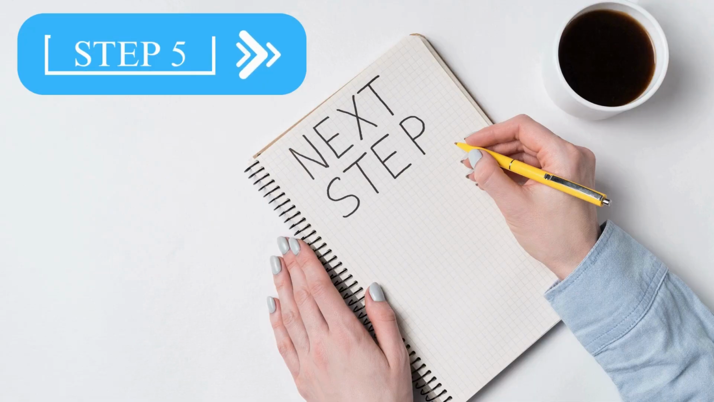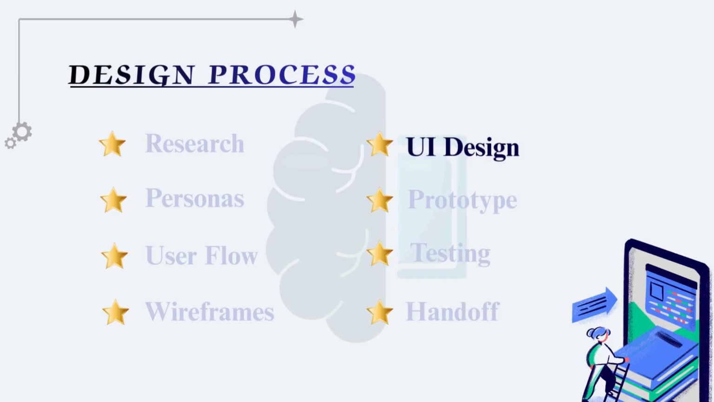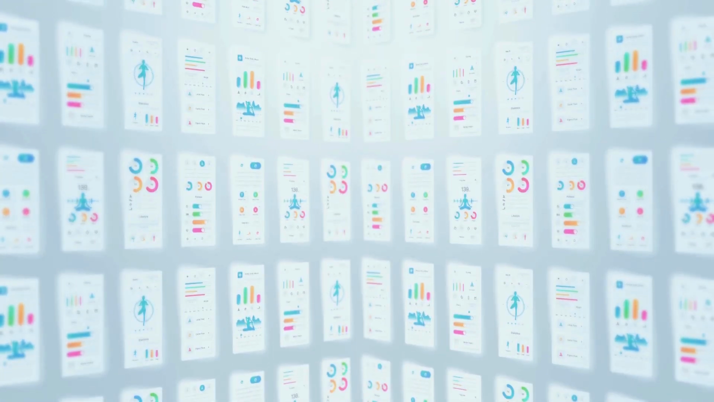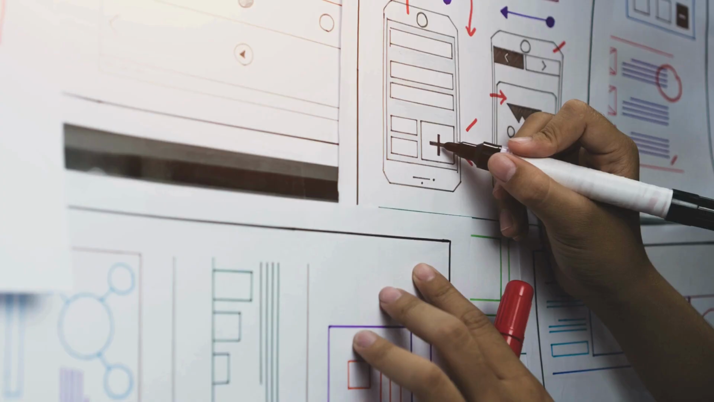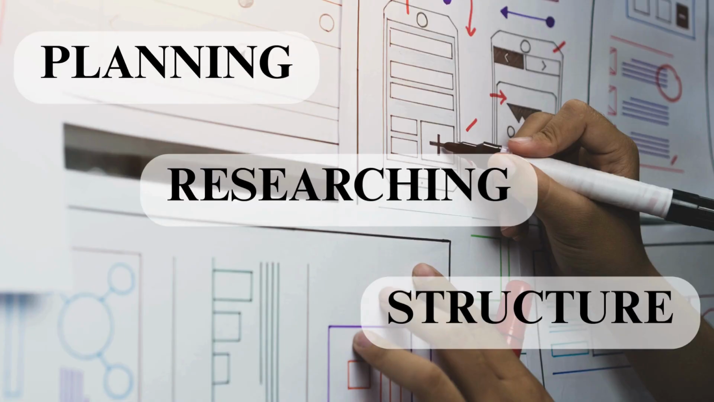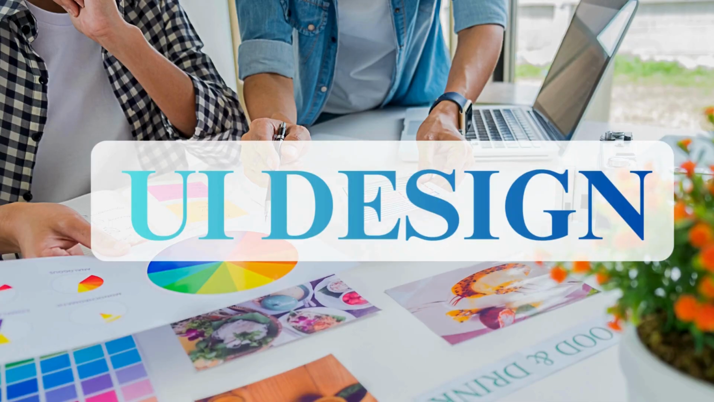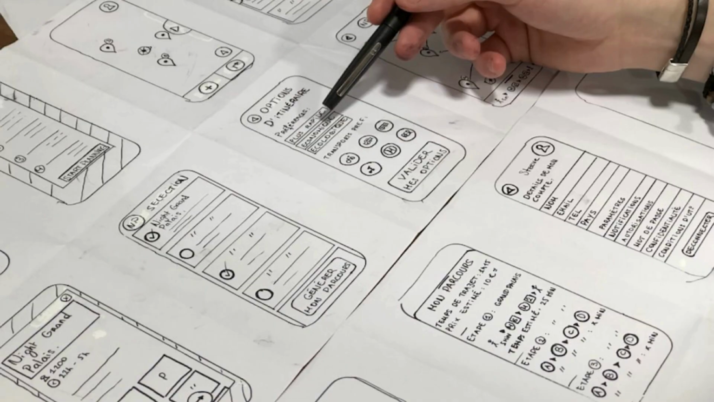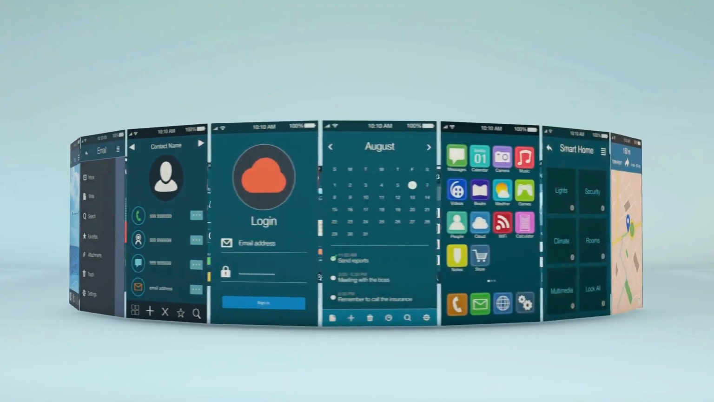Now let's move on to step 5, which is UI design, where things finally start to look beautiful. Up until now, everything we have done has been planning, researching, and structuring the experience. But in this step, we take those wireframes and transform them into real and visually polished screens.